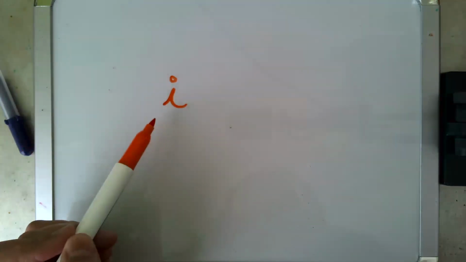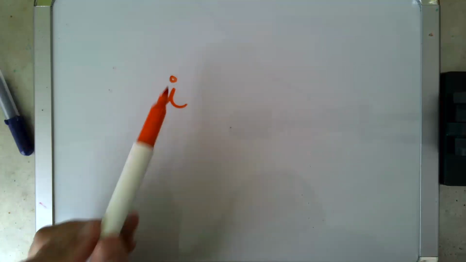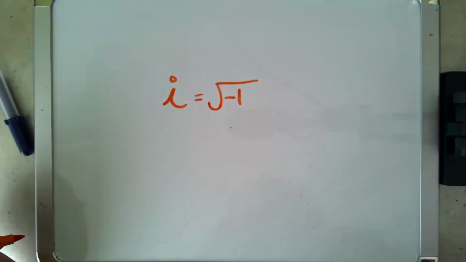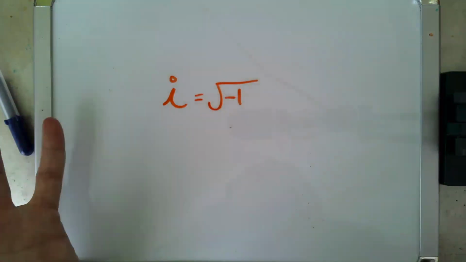Okay, so imaginary numbers. The easy part, we describe them with the letter i. And what i means is the square root of -1. Okay, now why is that imaginary?